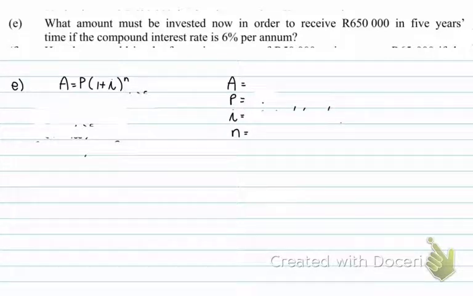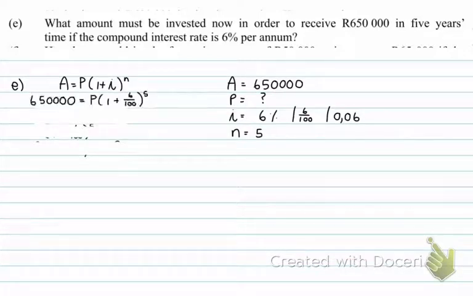Okay, let's just quickly read through this again. What amount must be invested now? So they're asking us to calculate the value of P. We don't know what the initial amount is. Okay, in order to receive 650,000, so that would be our end amount. In 5 years, the value of N, if the compound interest rate is 6%. Remember, you can write it as a fraction or a decimal. Good. We substitute all those information into our formula.